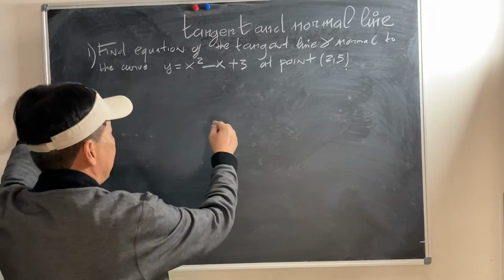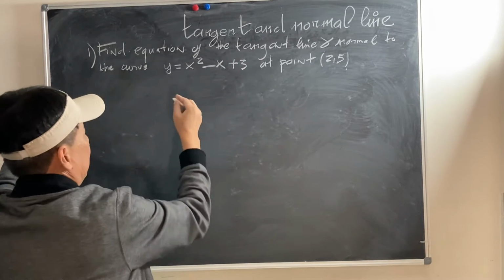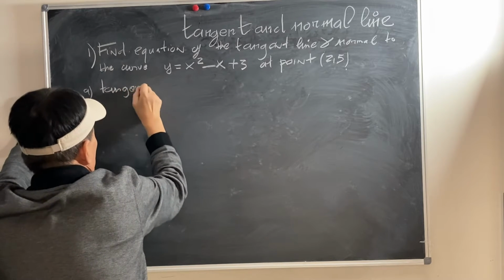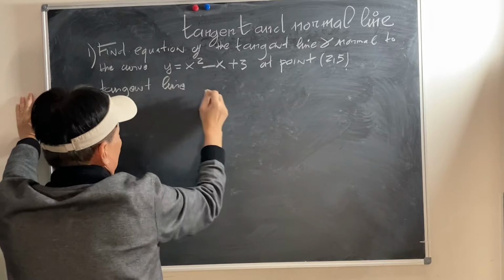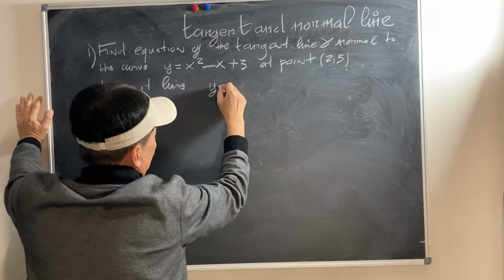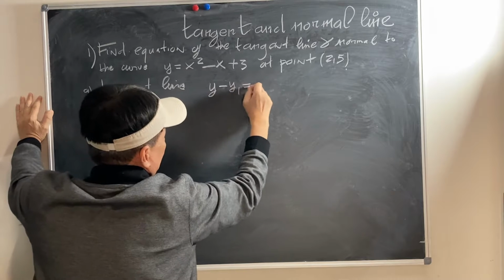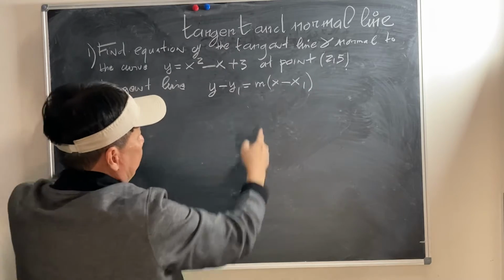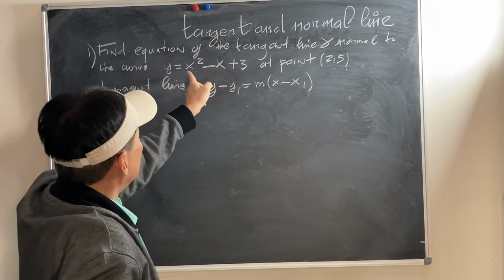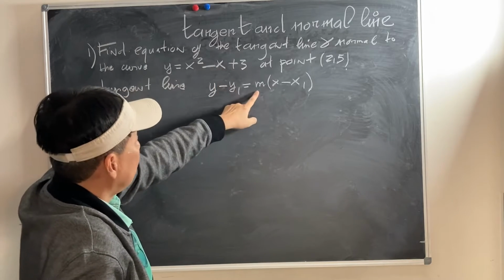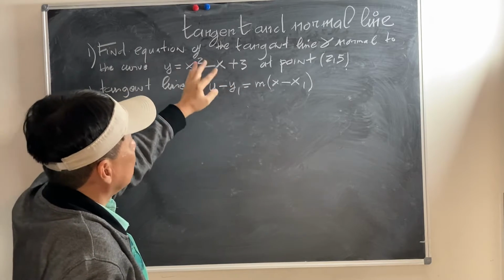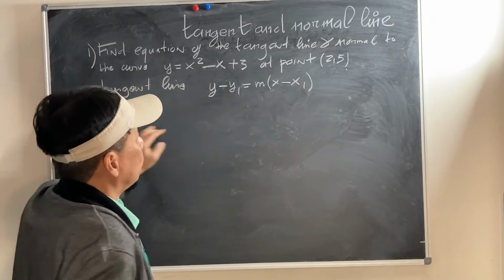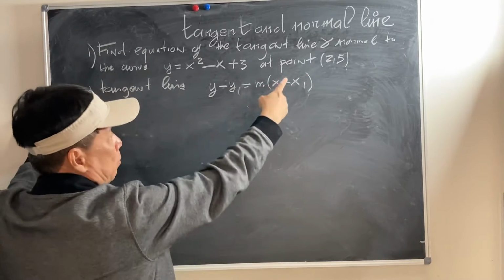Okay, first of all, what is the tangent line? Tangent line has the form y minus y1 equals m times (x minus x1), where m is the slope of the curve, and also the slope of the tangent line. So the tangent line has the same slope as the curve at that point (2, 5), or any point on the curve.